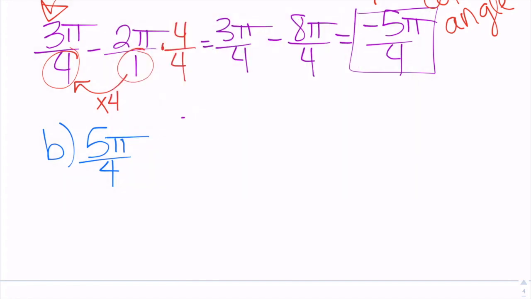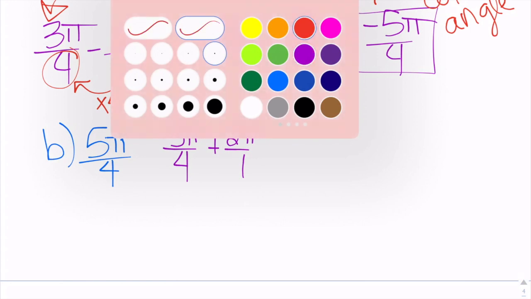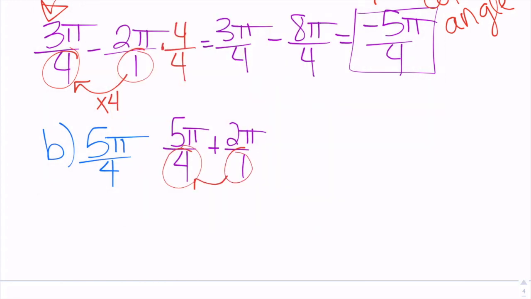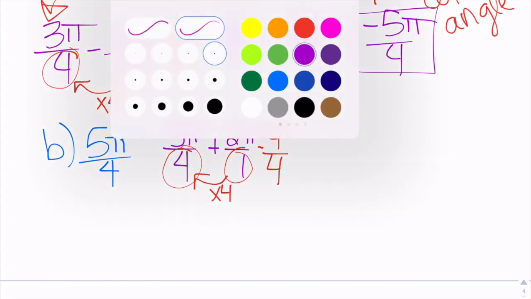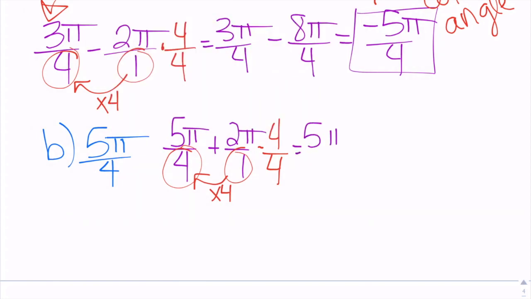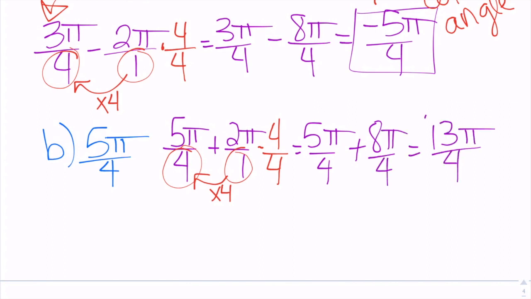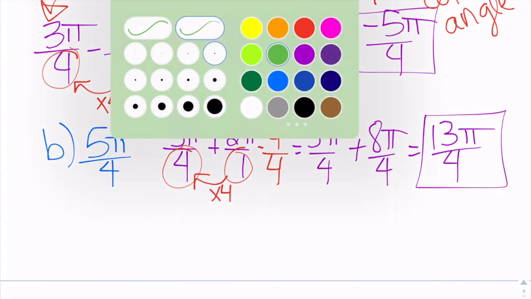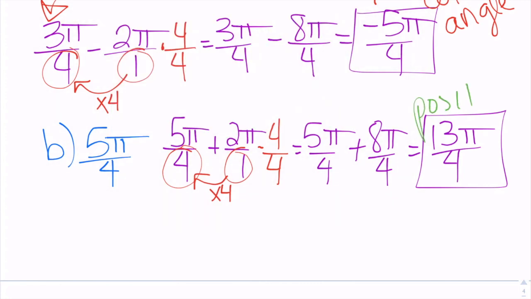So we're going to say 5 pi over 4 plus 2 pi over 1. This is 4, this is 1. We can multiply by 4, so 4 over 4 is 5 pi over 4 plus 8 pi over 4, which gives us 13 pi over 4. And that's our positive.